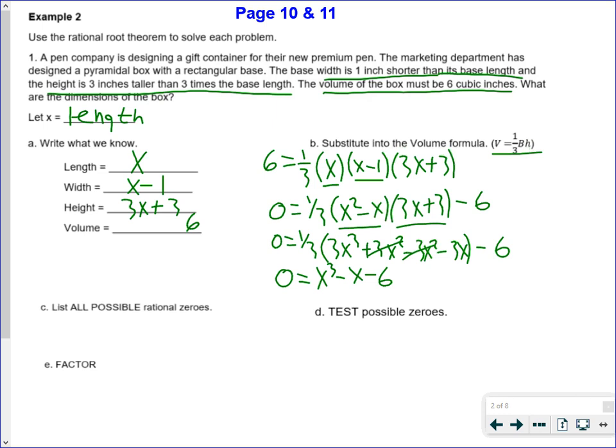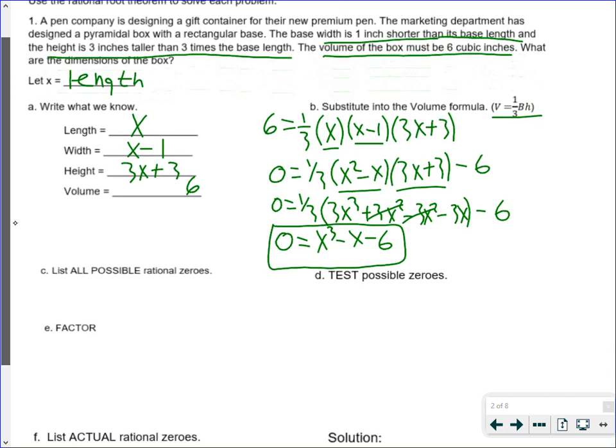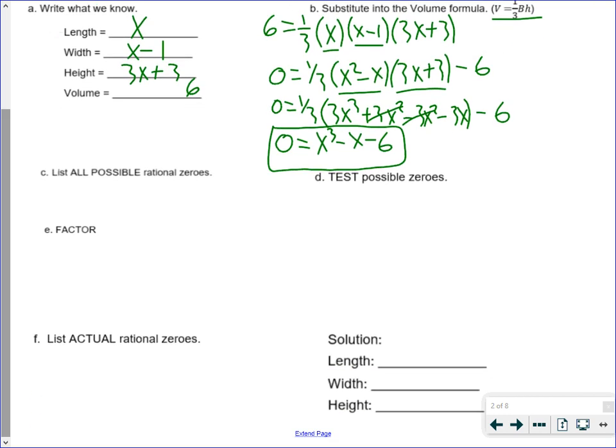At the same time, 3x squared and negative 3x squared cancel each other out. We're left with 0 equals x cubed minus x minus 6. So this right here is our standard form of the equation. And what we're going to do now is list all our possible rational zeros.